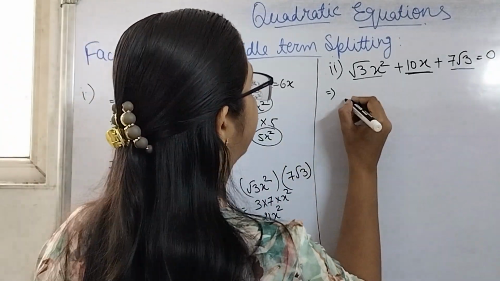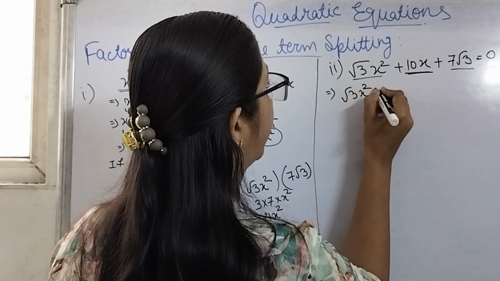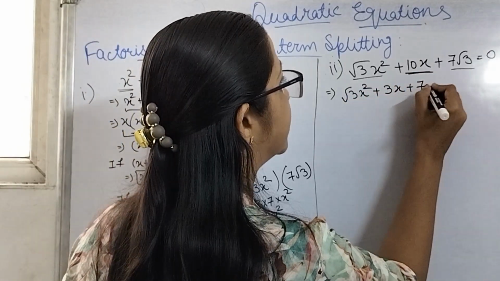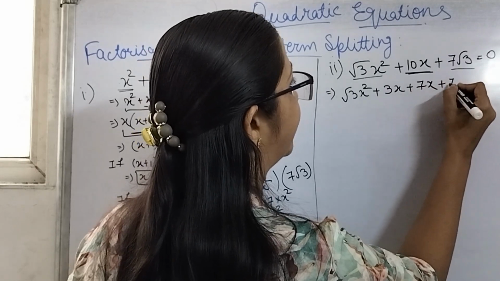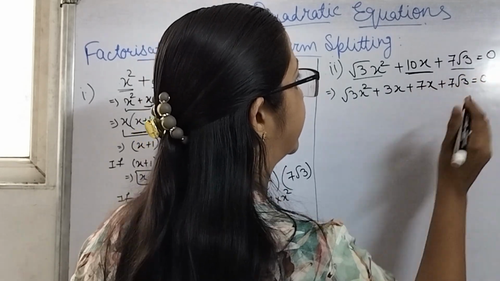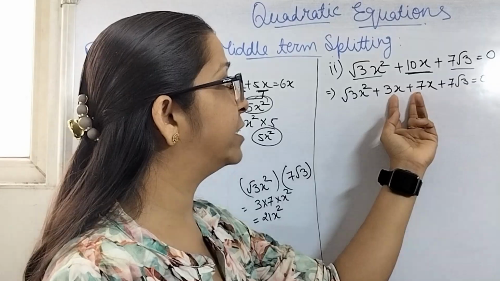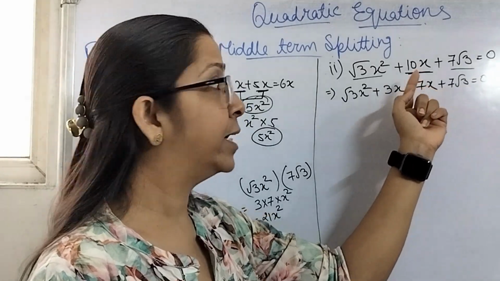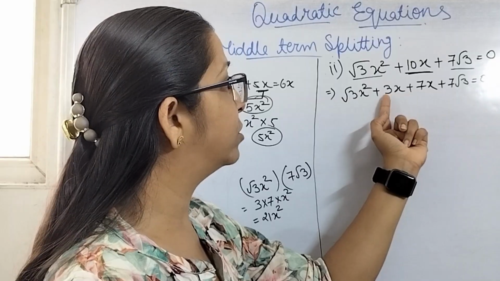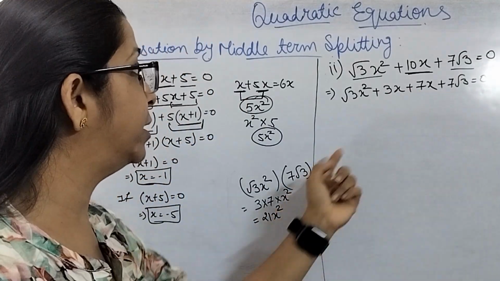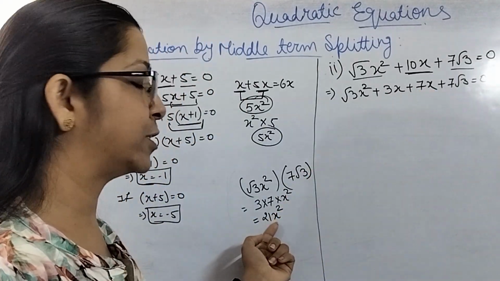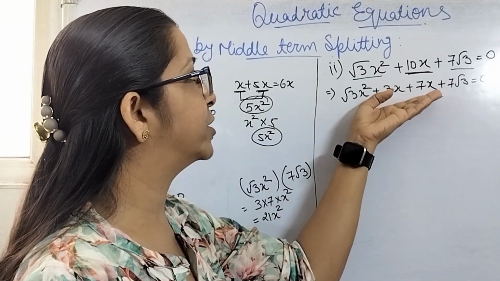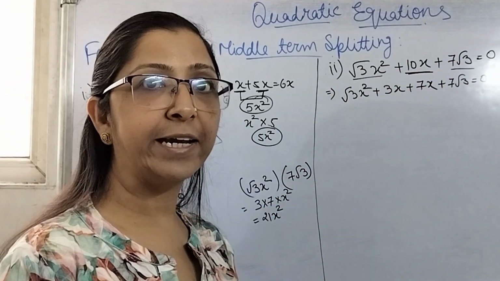Now see, we can write root 3 x square plus 10x as root 3 x square plus 3x plus 7x, and this 7 root 3 we will write as it is. Now see, if we add these two, 3x plus 7x, the sum will be equal to 10x. And if we multiply these two, 3 multiplied by 7 will be 21, x multiplied by x will be x square. So the sum is equal to 10x and the multiplication is equal to 21x square.